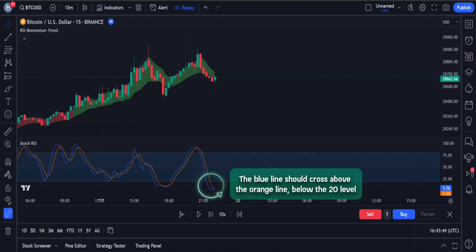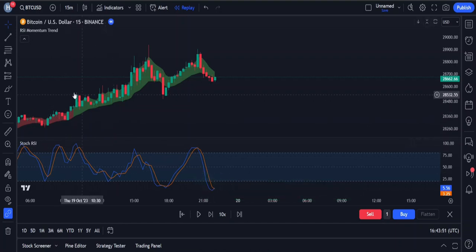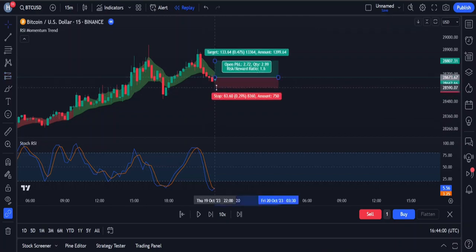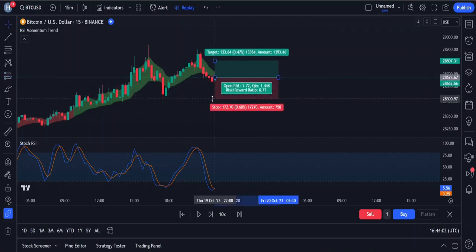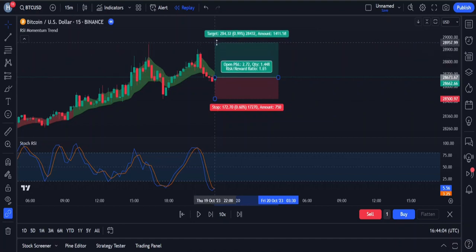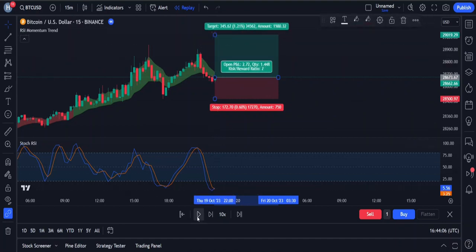As we see here, the lines are below the 20 level, and then the blue line crossed above the orange line. So this means we have got a signal to open a buy position here. So I'll quickly open a buy position here. Our stop loss will be set below the previous swing low, and we will set our take profit target at a risk to reward ratio of 2%.